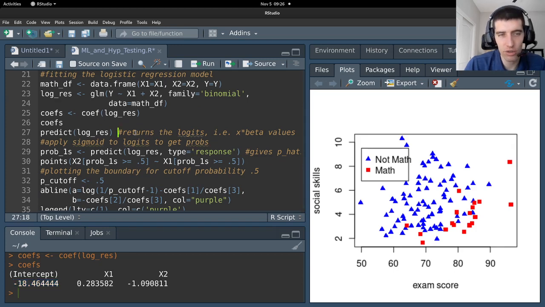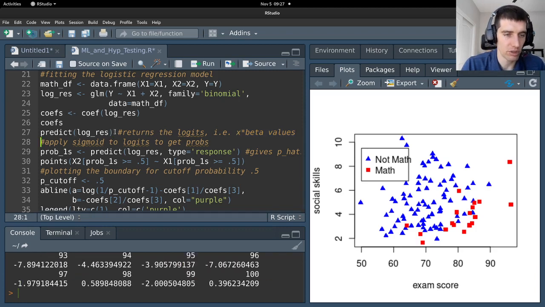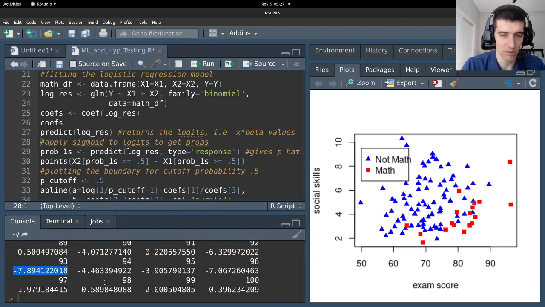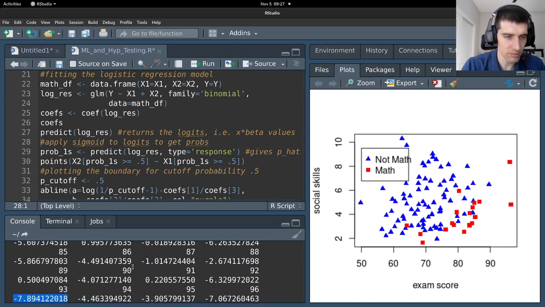So one other quirk about logistic regression is that if you run the predict function on a logistic regression model, it will actually return what's called the logits. The logits are the x beta values before you've applied the sigmoid function. So these will not actually be probabilities. I'll show you this. If I just run predict on this logistic regression model, these are my predictions on the training data, and these are obviously not probabilities, right? They're negative, and some of them are above 1, some are below 0.